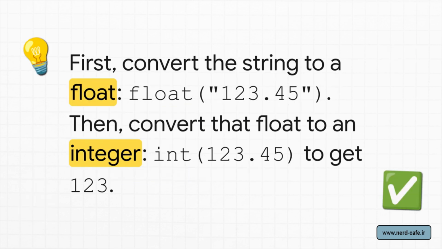So the solution is this really clever 2-step move. First, you convert the string 123.45 into a float, which the float function handles perfectly. That gives you the number 123.45. Then, once it's a number, you can safely convert that float into an integer. It just drops the decimal part, leaving you with 123. It's a super important technique to remember.